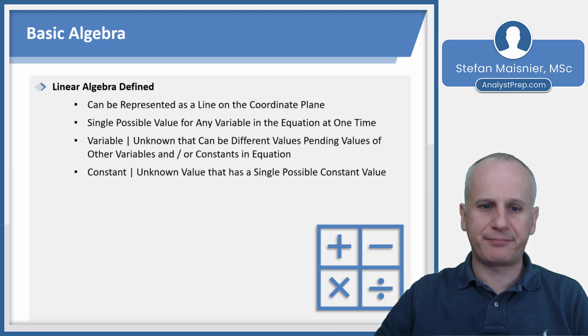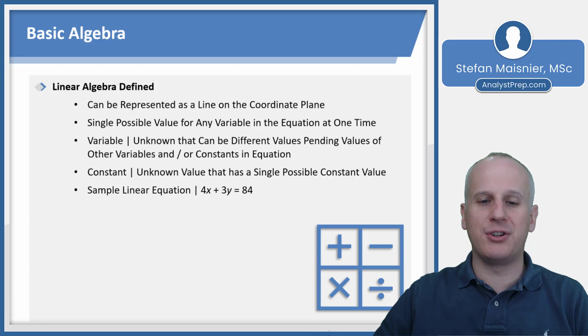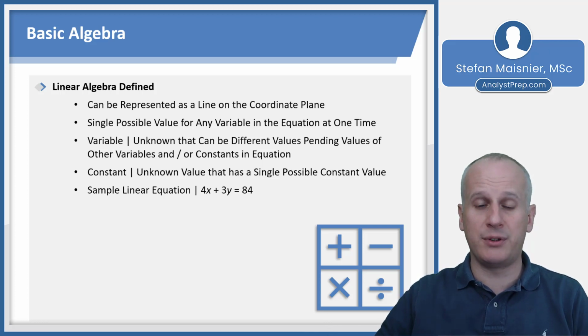in an equation. But a constant means it's an unknown value that has only one possible outcome, so it doesn't change. So you can have a sample linear equation such as 4x plus 3y is equal to 84, because depending on what x is, that'll dictate what y is, and vice versa.